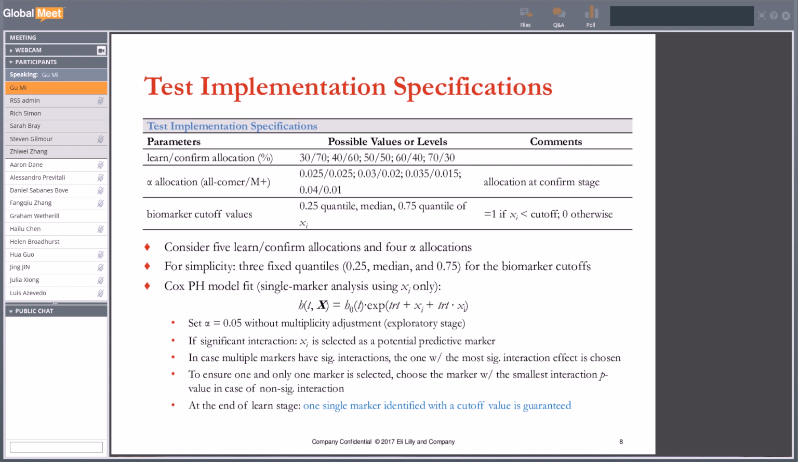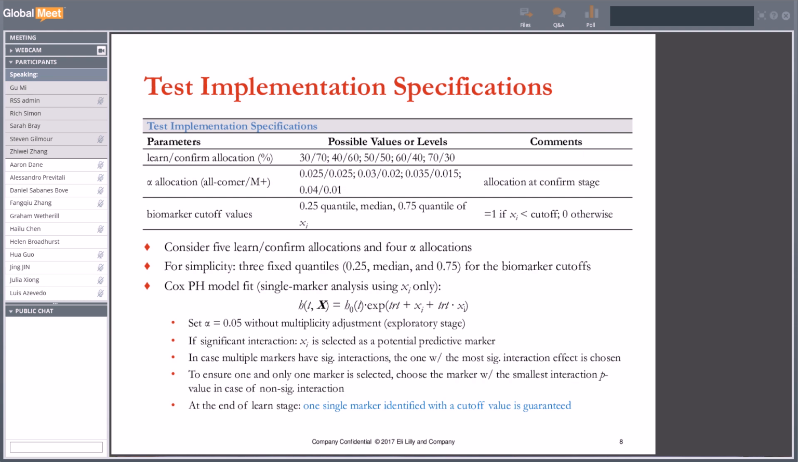On page 8, here's a summary of the test implementation and the parameter specifications. We consider 5 learn-confirm allocations of patients, from 30% in the learn set and 70% in the confirm set to 70% in the learn set and 30% in the confirm set. We have considered 4 alpha splits, from a half split for all-comers and marker positive to 0.04 to all-comers and 0.01 to marker positive, with increasing alpha spent in testing on the all-comers.